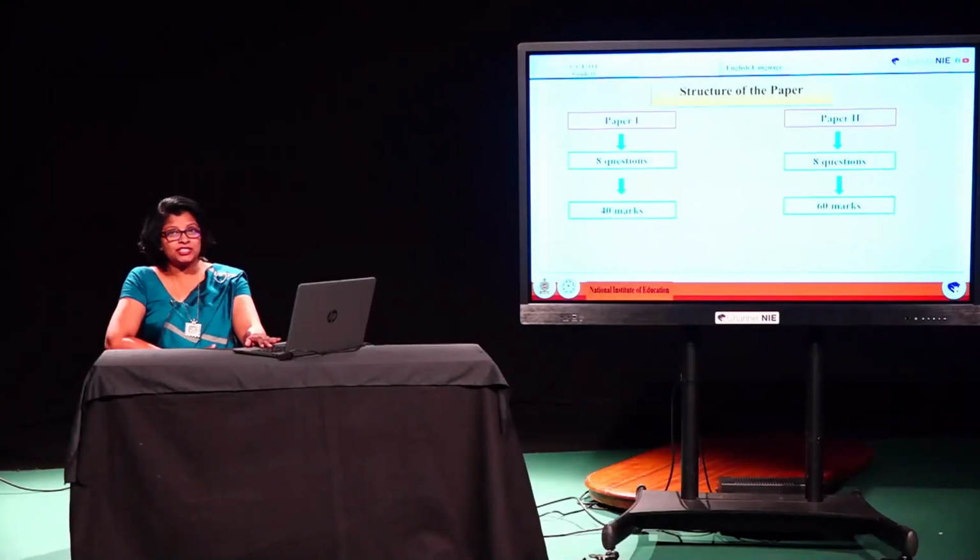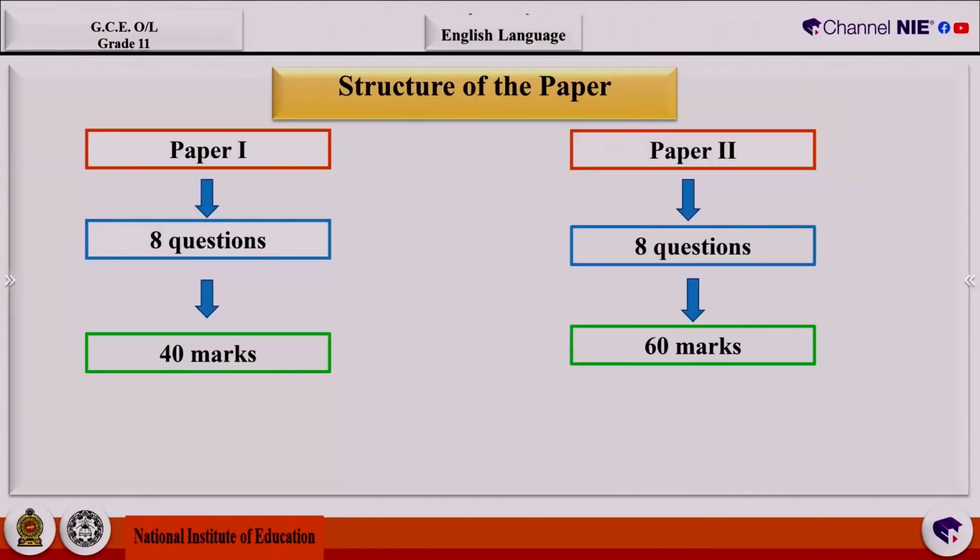So dear children, let's go to the structure of the paper. We all know that you are given two papers as paper 1 and paper 2 for English language. Paper 1 has 8 questions and you will be getting 40 marks. Paper 2 also has 8 questions, and for this paper you can score 60 marks, and altogether we are going towards this 100.